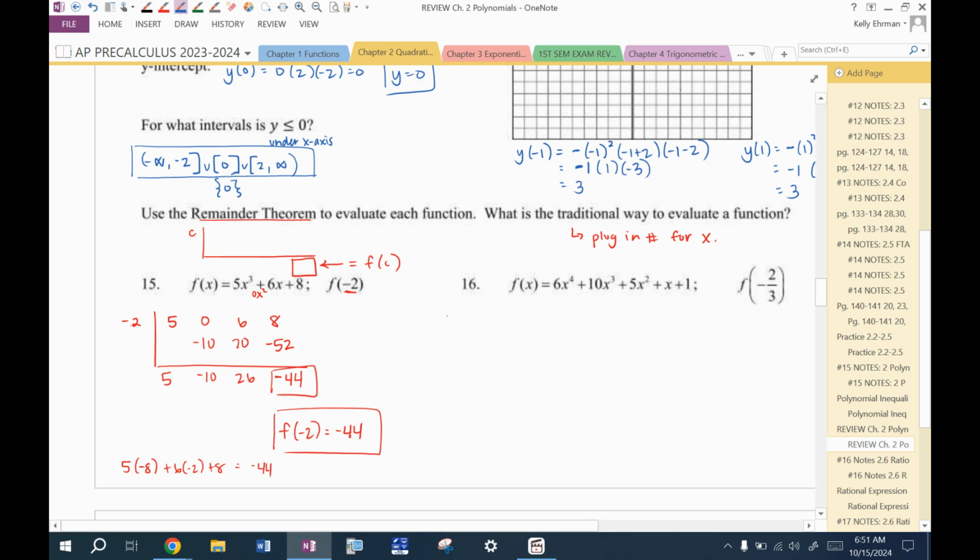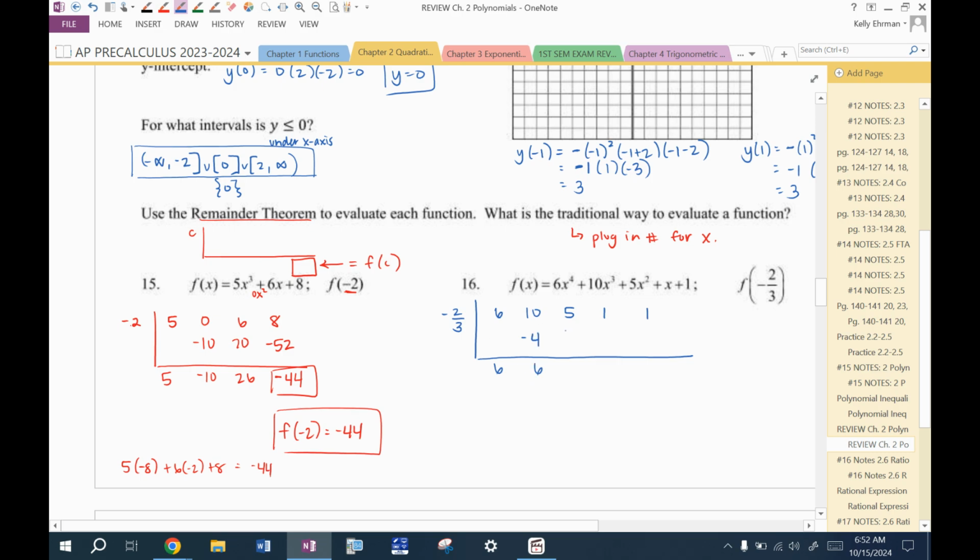Okay, for this one, we have negative 2/3 outside our fraction. Not missing any terms here. 6, 10, 5, 1, and 1. Drop down the 6. Now remember, when you multiply negative 2/3 times 6, you should be doing the division first. 6 divided by 3 is 2. Negative 2 times 2 is negative 4. Add that to get 6.